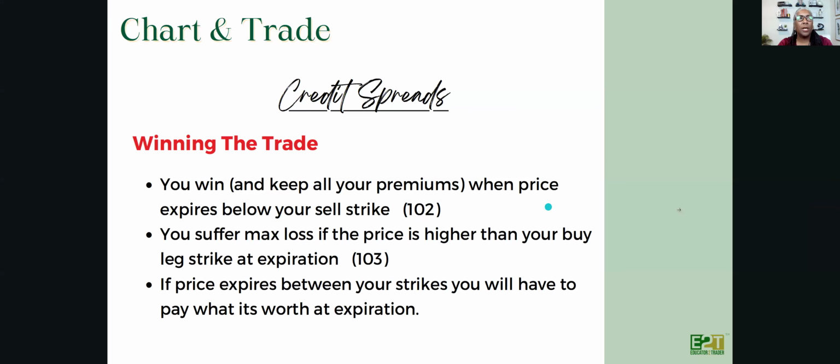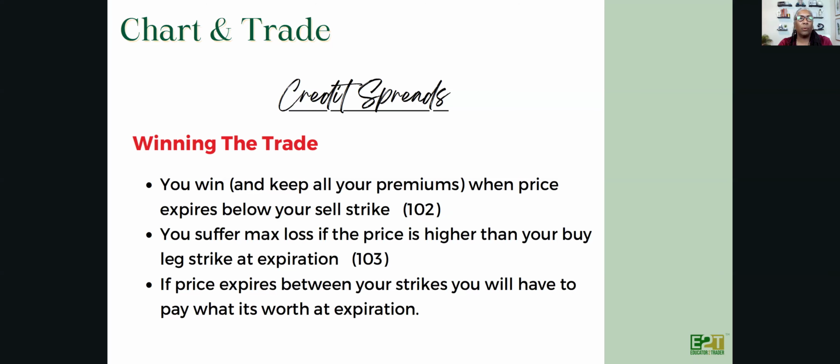How do you win these trades? You win, or keep all your premiums, when the price expires below your sales strike, or below that 102. That's when you keep all the premiums. You enter this trade, you get $15, $20, whatever.